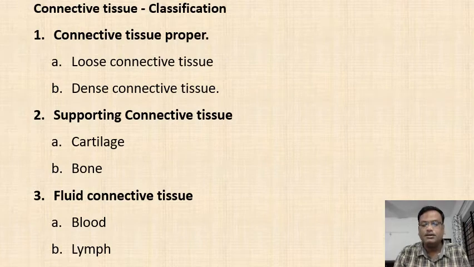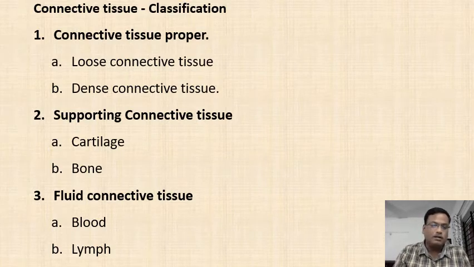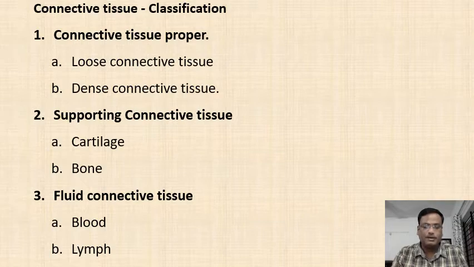Later we will study the nature of these two types of tissues. And the supporting connective tissues, the examples are cartilage and bone. The name itself tells you the function of these connective tissues. They support the body in the form of endoskeleton. Whereas the third category includes the fluid connective tissue. This connective tissue exists in the form of liquid. Examples are blood and lymph. Okay. Now these are the three types of connective tissues which are found in the body.